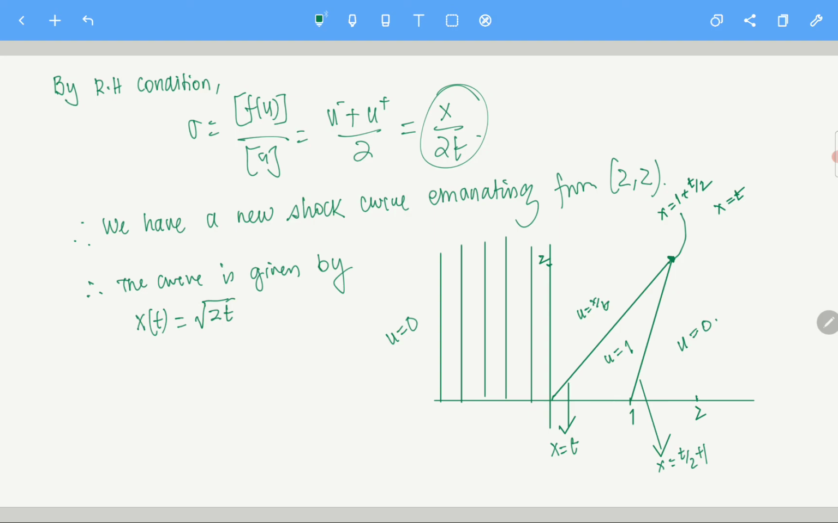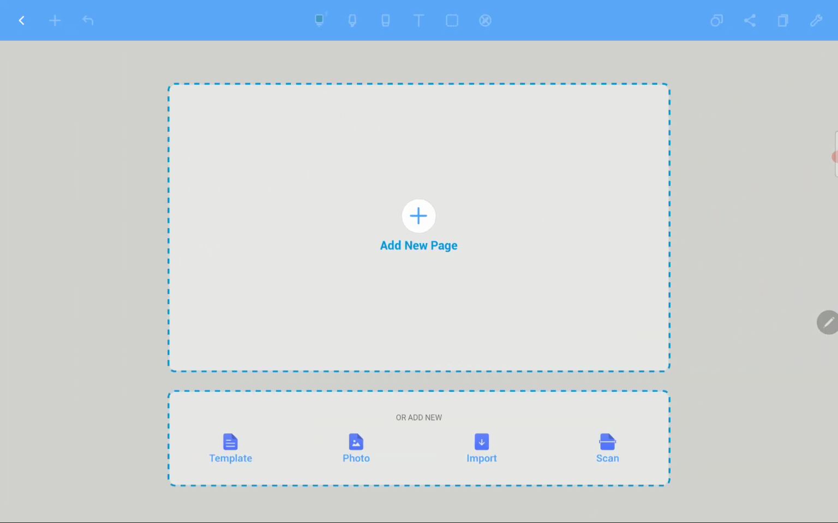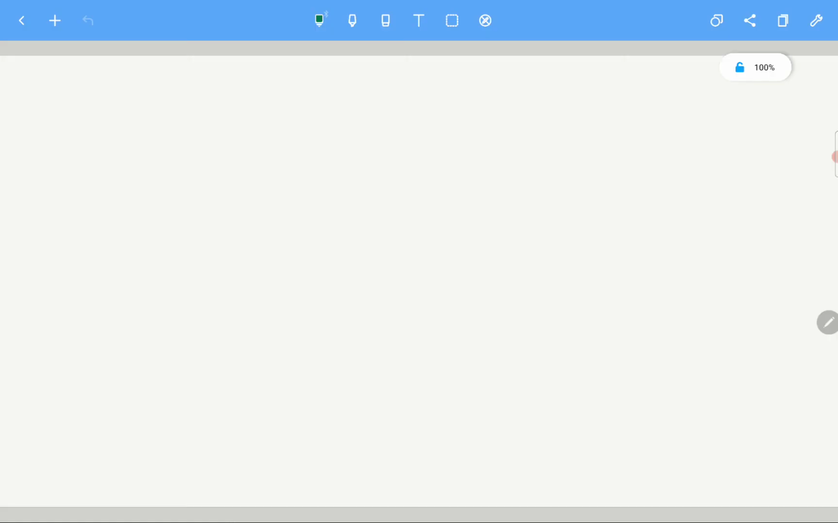So now the new curve, it starts from 2, 2. That curve starts from here, and it's basically some parabolic kind of thing that will go on up. That will be our new shock curve. Now, what is the solution? Let's just write down the solution. This is a little complicated now.